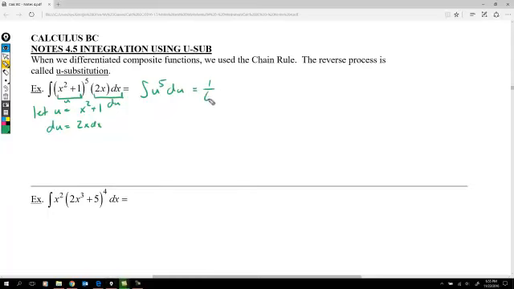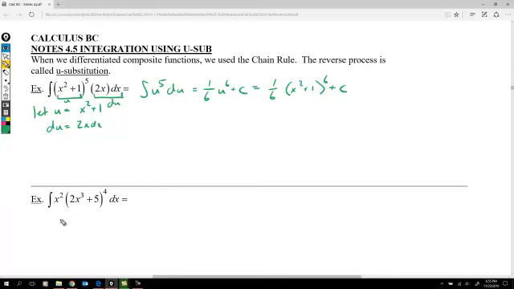So I can take the integral as just 1/6 u to the 6 plus c. And now I'm just going to substitute this u value back in because my original function was not in terms of u. And that's it. That is my integral. Let's do another one.